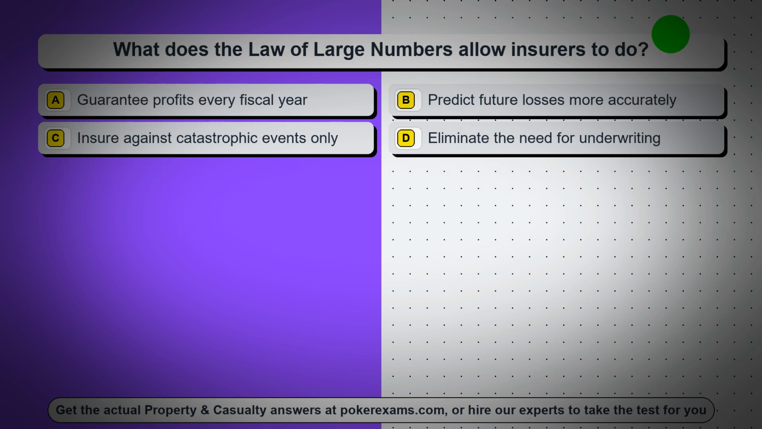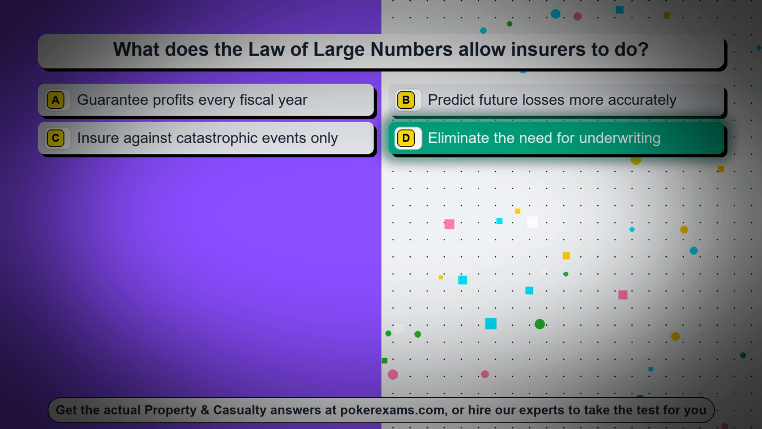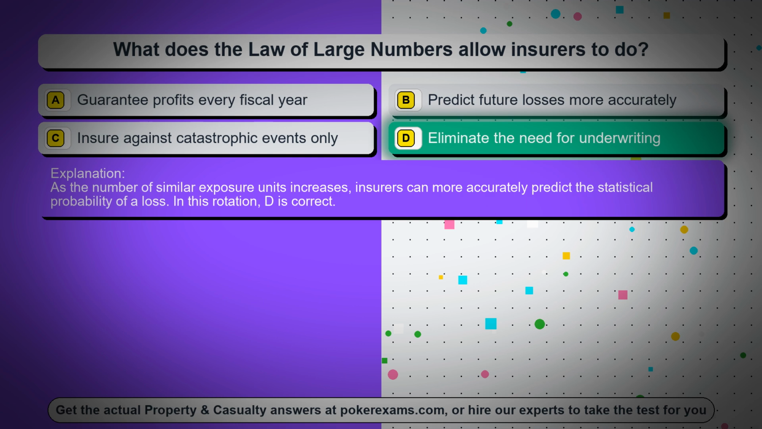Question 90. What does the law of large numbers allow insurers to do? Option A, guarantee profits every fiscal year. Option B, predict future losses more accurately. Option C, insure against catastrophic events only. Option D, eliminate the need for underwriting. The correct answer is option D, eliminate the need for underwriting. As the number of similar exposure units increases, insurers can more accurately predict the statistical probability of a loss. In this rotation, D is correct.